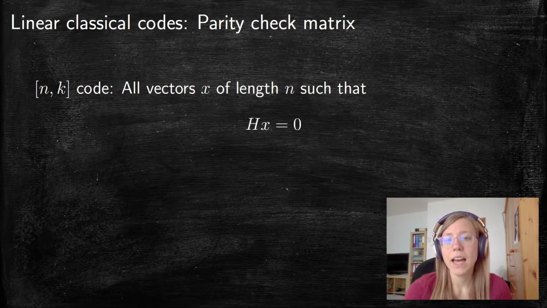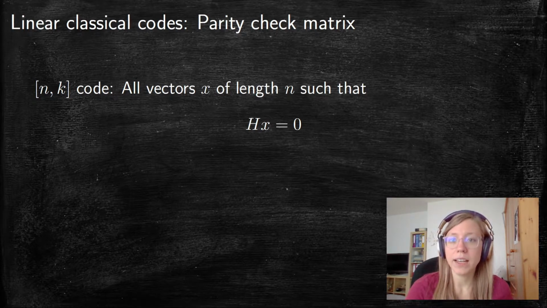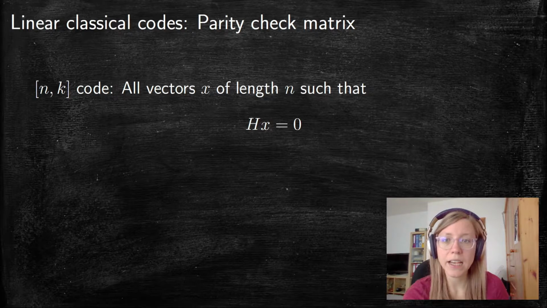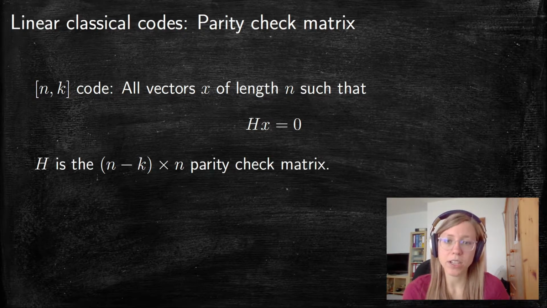A different way of defining a linear classical code is by using parity check matrices. These will be very useful when it comes to detecting and correcting errors. So, in terms of a parity check matrix, an (n,k) code consists of all vectors x of length n, such that the matrix H applied to a vector x equals 0. So here x are the code words. Don't confuse it. Before, x was the message. And H is called the parity check matrix. It is an (n minus k) times n matrix.